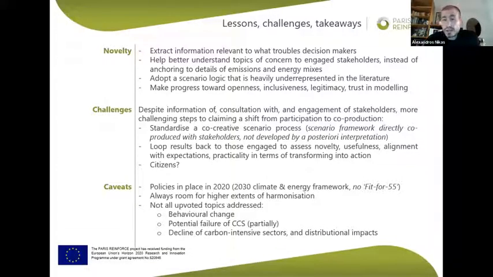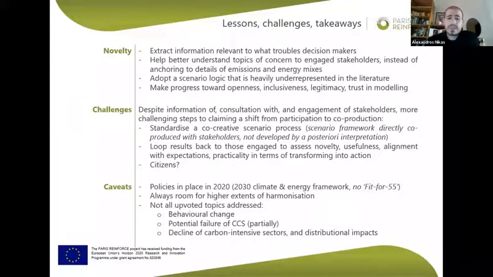And then we reckon it would be far more difficult and challenging to really engage stakeholders and citizens in this process. It would need some tweaks and modifications, admittedly. We did not have citizens in this workshop.